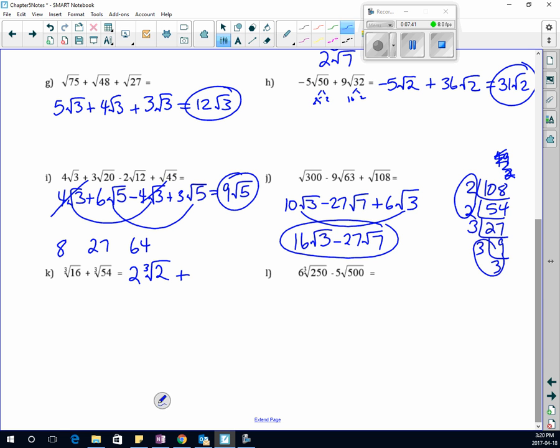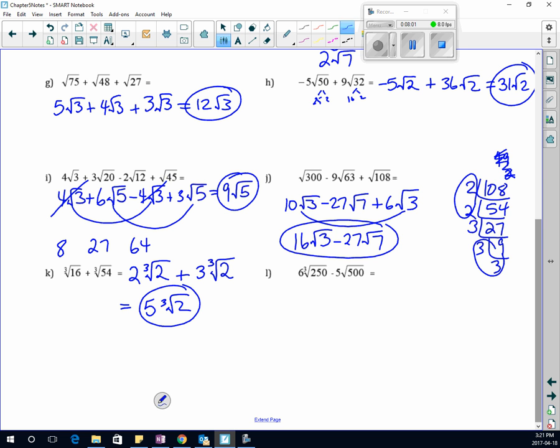For 54, that's 27 times 2, so if a 27 comes out, that comes out as a cube root of 27 is 3, and I'm left with a 2 inside. So again, they're like radicals, so I can put them together as 5 cube root 2. Don't forget the cube part of the cube root.